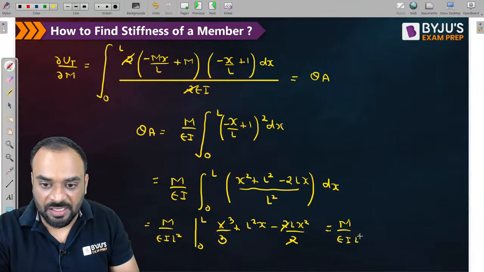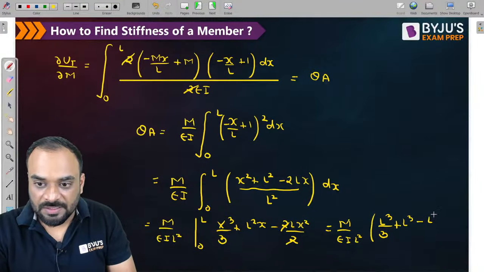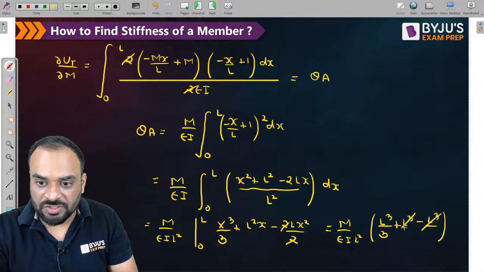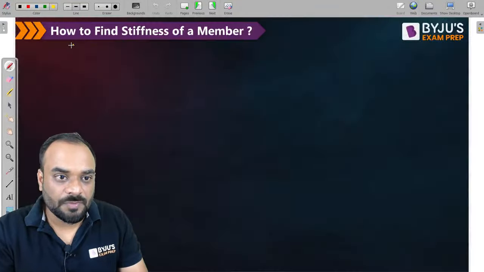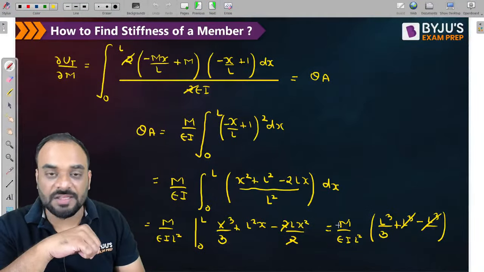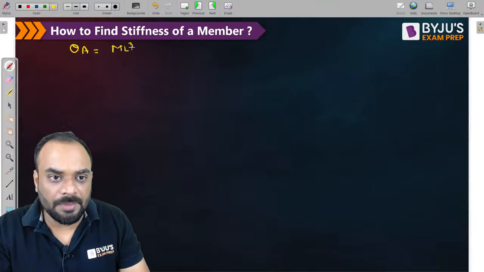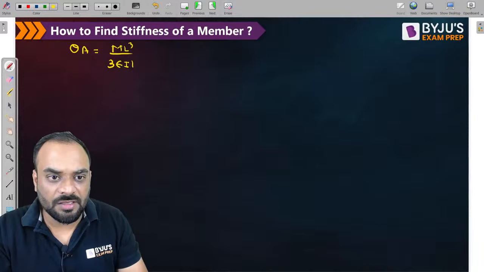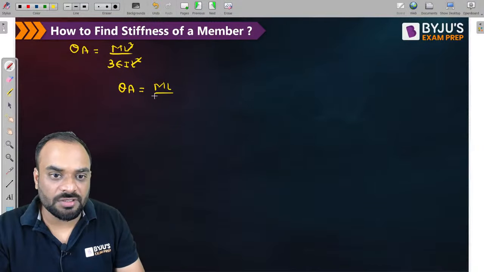M by EI L square, and if you put the limit it will be L cube divided by 3 plus L cube minus L cube. Kindly solve this, you will get the answer. How much is theta A? This value is L cube by 3, and this value is M by EI into L square. So M L cube by 3 EI into L square. Kindly cancel this. So you will get theta A equal to ML upon 3EI.